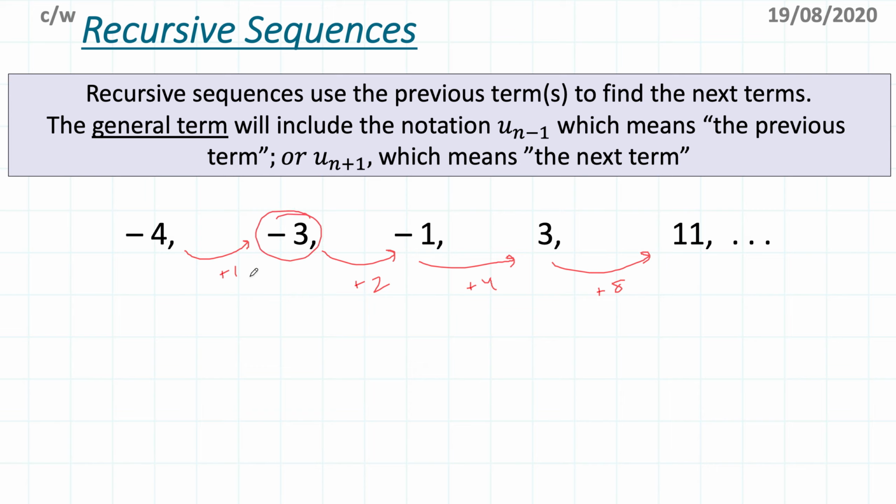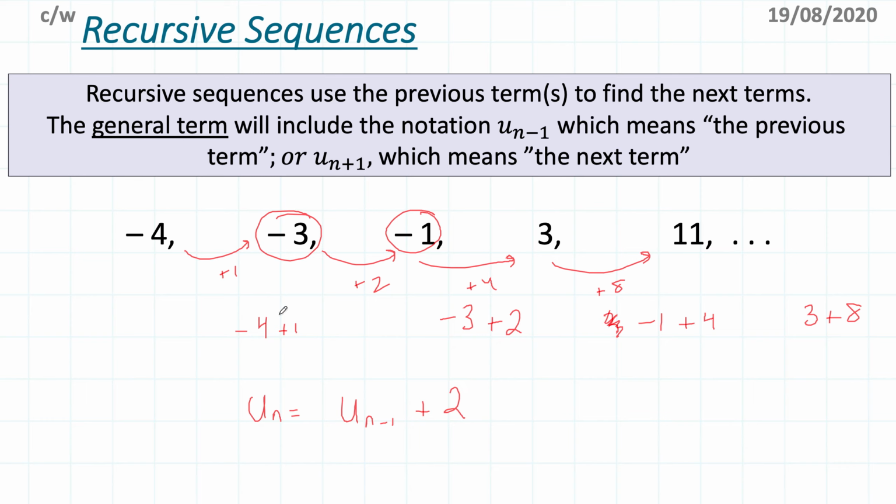Well, if I look at -3, in order to get -3, I can take -4 and then add 1 to it. Looking at -1, to get -1, I can take -3 and then add 2 to it. And then to get 3, I can take the previous term, which is -1, and then add 4 to it. To get 11, I can take 3 and then add 8 to it. So what happens here is that I'm taking the previous term. So to find u_n, your third, your fourth, your fifth term, I'm going to take the previous one, and I'm going to add to it a power of 2.